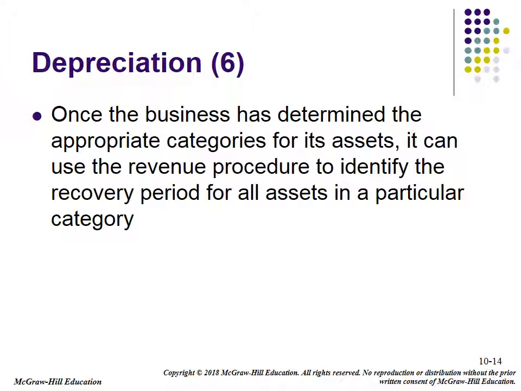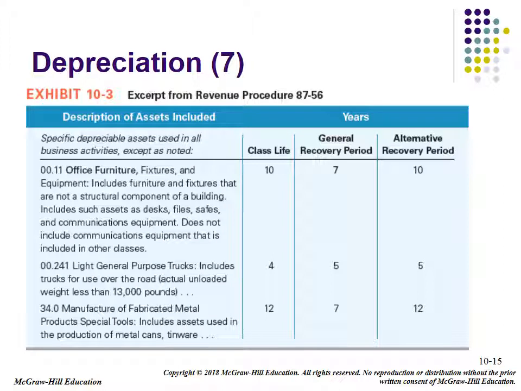Once the business has determined the appropriate categories for its assets, it can use the revenue procedure to identify the recovery period. For instance, here's office furniture. This is a little part of Revenue Procedure 87-56. It's the middle column that we focus on.